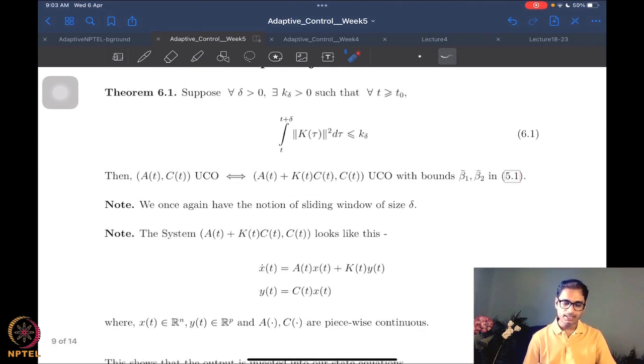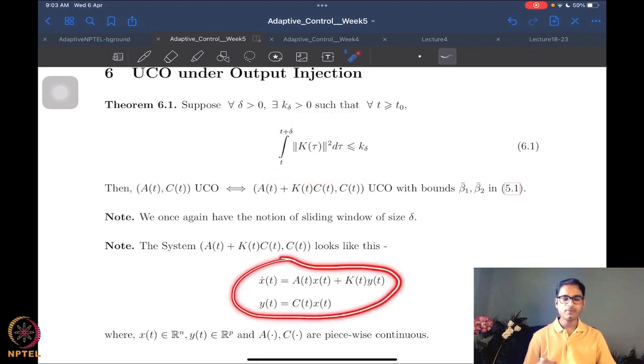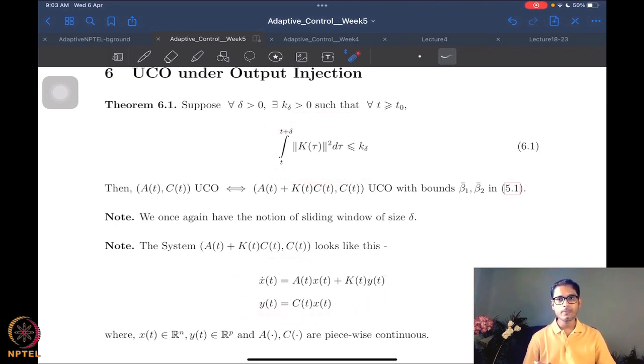Okay, so you see that this is actually an output injection, right? Because if you look at equation 6.2, this is what it is. The dynamics now contains an injection of the output. So what are we saying? If we have the AC system, that is only this system, to be UCO, then if K has this nice boundedness property, then this entire system is also UCO. Okay, so this is rather nice.